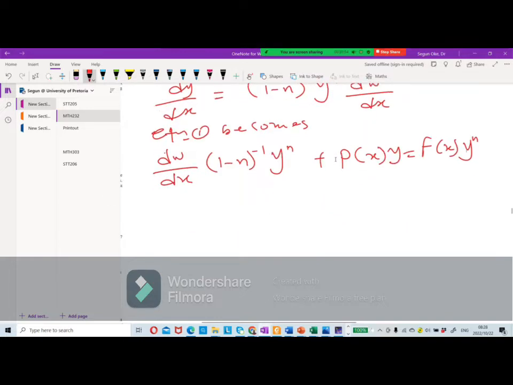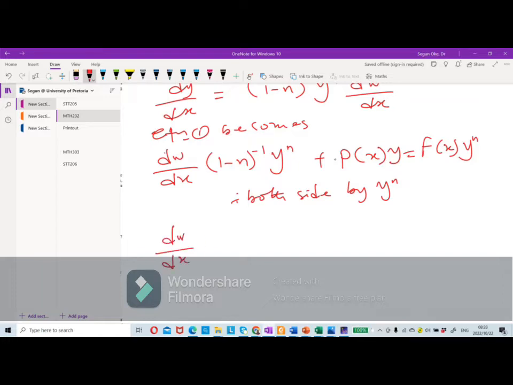So we need to divide both sides by y raised to power n. When you divide both sides by y raised to power n, we have dw/dx times 1 minus n, this one will cancel, plus p of x times y. When I divide by y raised to power n, it simply means, when you have y raised to power negative n times y, what does it mean?